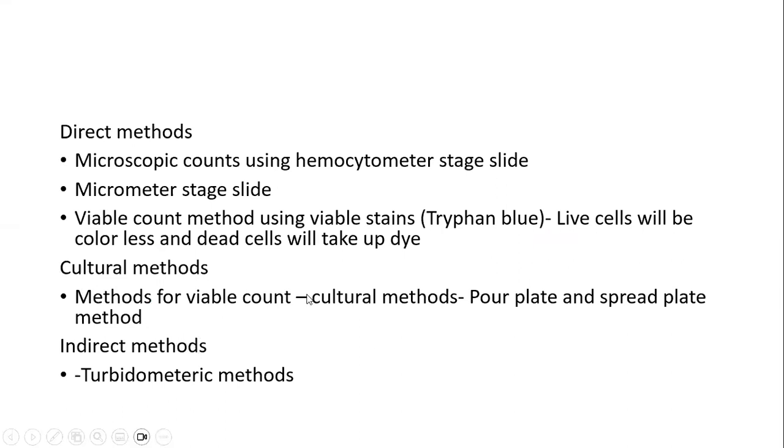Then you also have cultural methods for viable count, such as the pour plate and the spread plate method, which we have already learnt in the laboratory. So I'll not discuss them here. All these methods are categorized into direct methods since we are directly measuring cell numbers. While there are other methods, that is spectrophotometry or turbidometry, where we are indirectly correlating turbidity with the cell number. So this method is known as an indirect method. So that's it about various methods for measurement of growth.